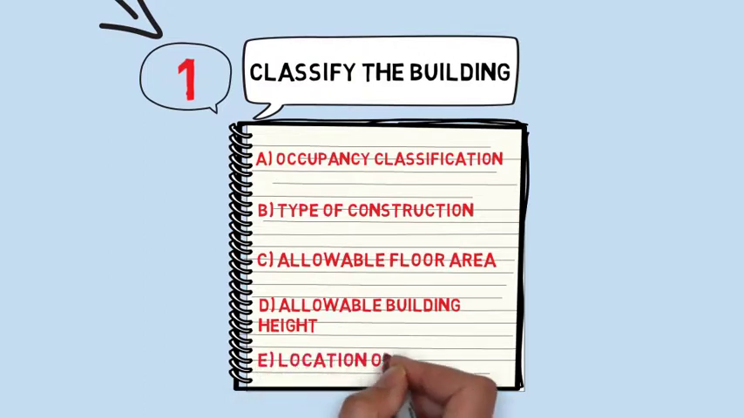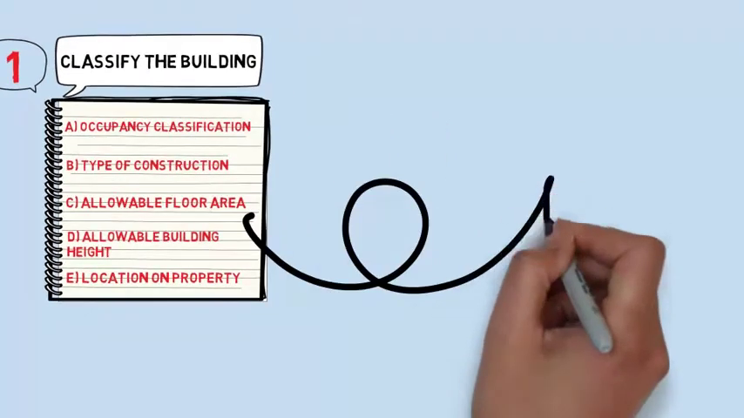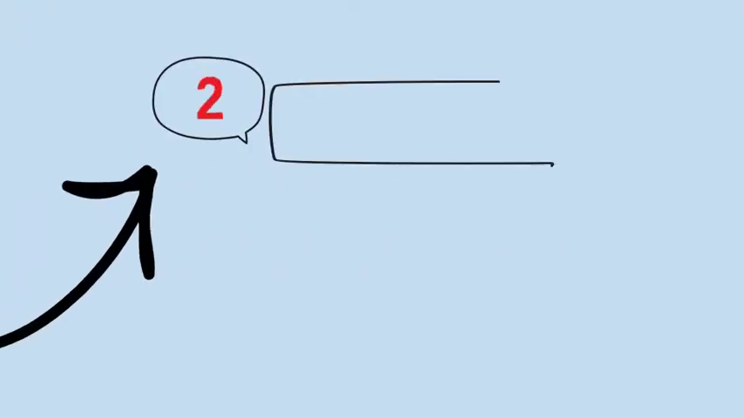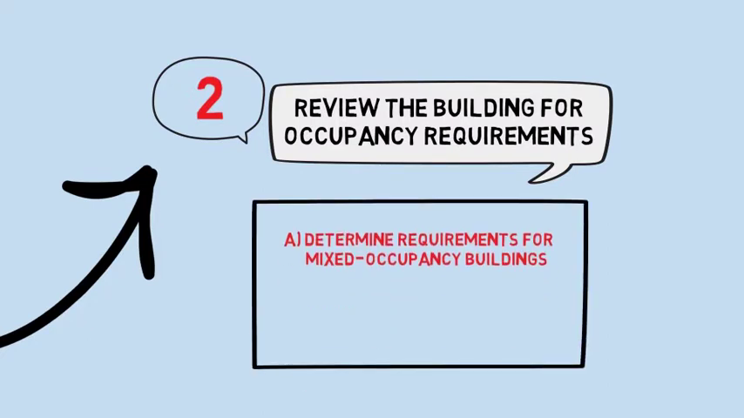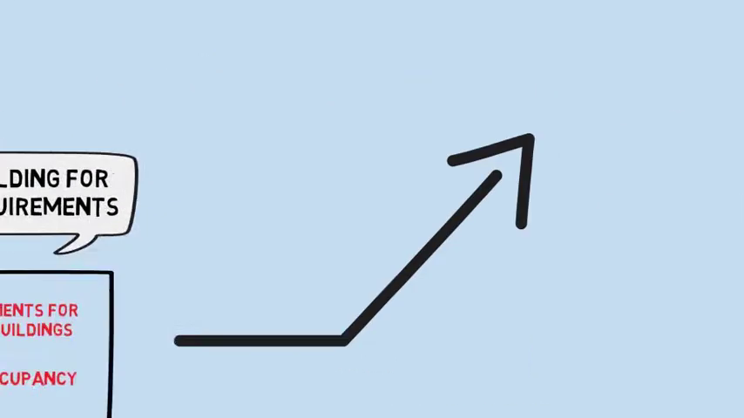E. Location on property. Determine the location of the building on the site and clearances to lot lines and other buildings on the same lot. Determine the fire resistance ratings of the exterior walls and opening protection based on proximity to lot lines. 2. Review the building for occupancy requirements. A. Determine the requirements for mixed occupancy buildings, including whether the building is designed as a separated or non-separated occupancy building. B. Review specific occupancy requirements.